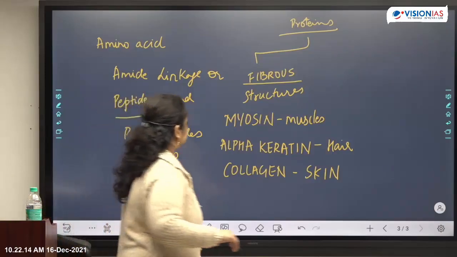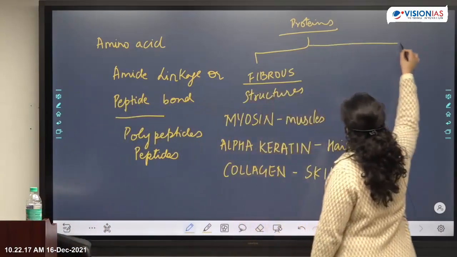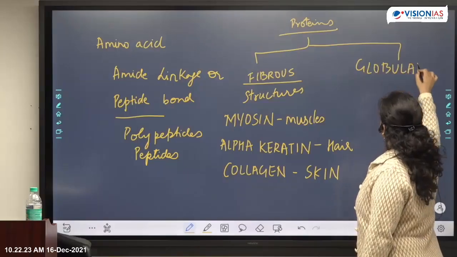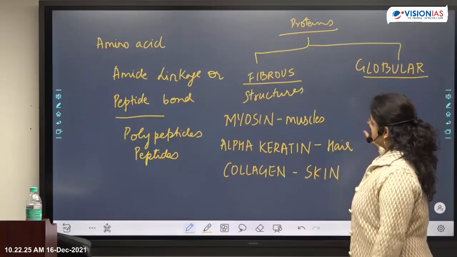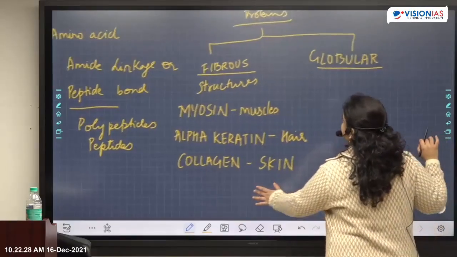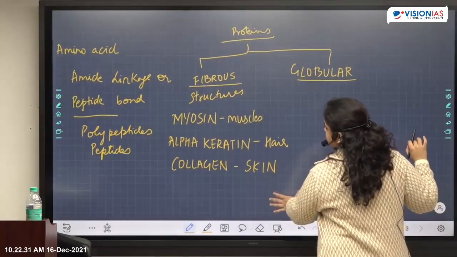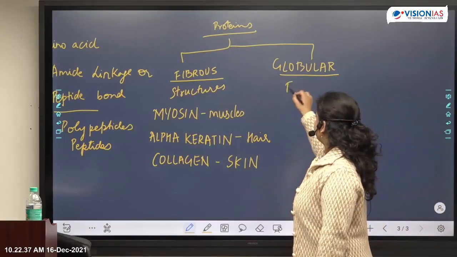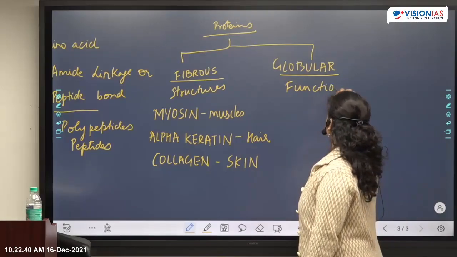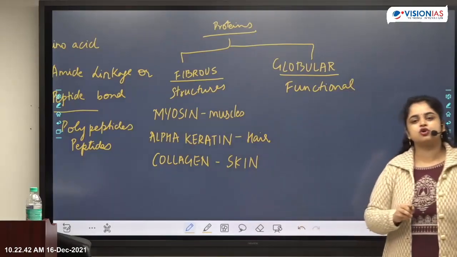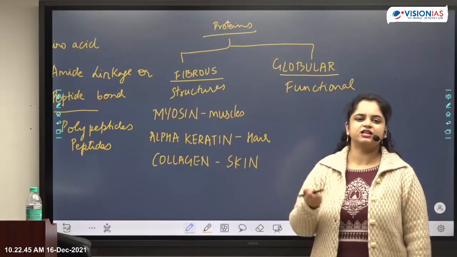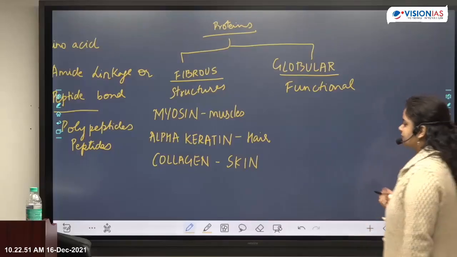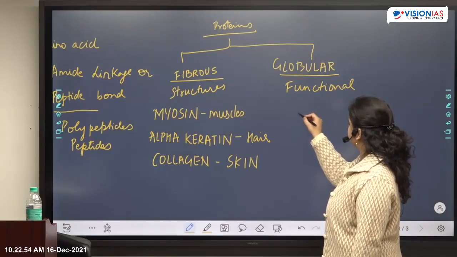Talking about the next thing, globular proteins. Now, like we said for fibrous, they are forming the structures. Globular proteins, they are going to be functional proteins. So their job is to do different kinds of functions in different places in the body. Okay, what kind of functions that we can see from the examples?